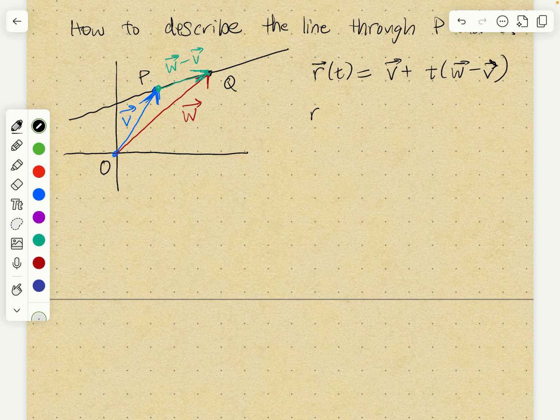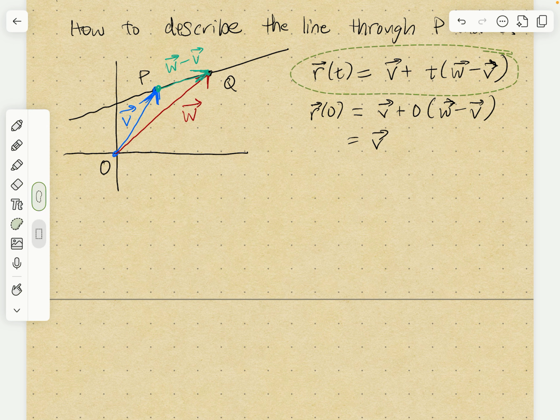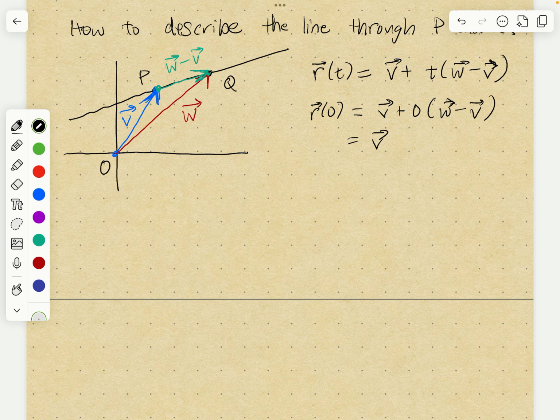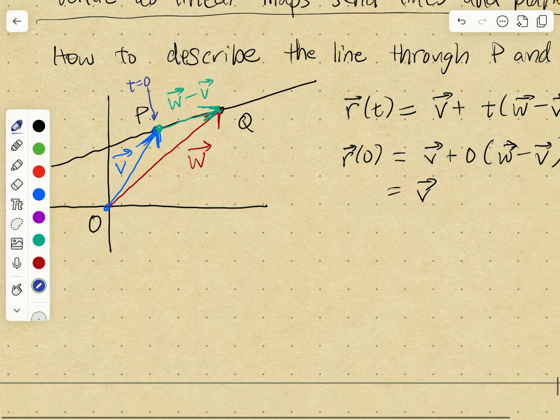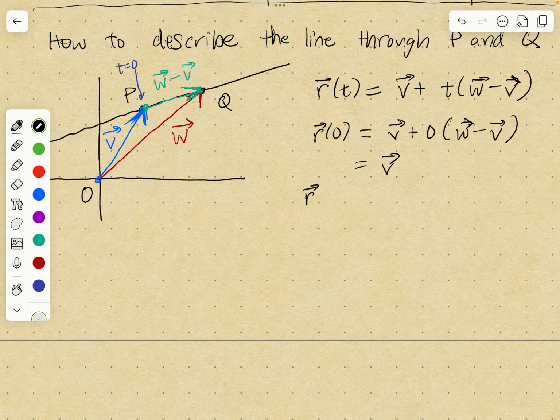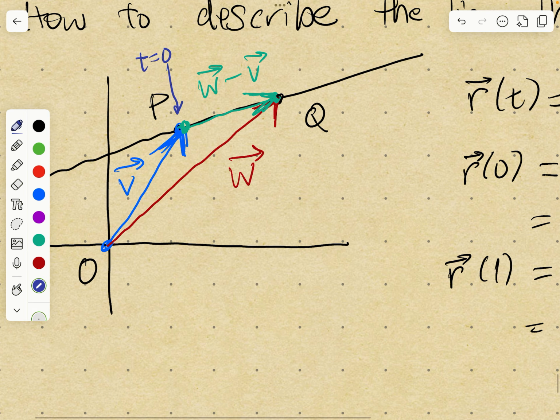Well, if you plug in 0, you get V plus 0 times W minus V, and that's just equal to V. So if you plug in 0 into this function, you get V. In other words, you get this point. You're here at t equals 0. Now what happens if you plug in 1 into this equation? You get V plus 1 times W minus V, and that's V plus W minus V. The V's cancel and you get W. So when t is 1, you are here at Q.